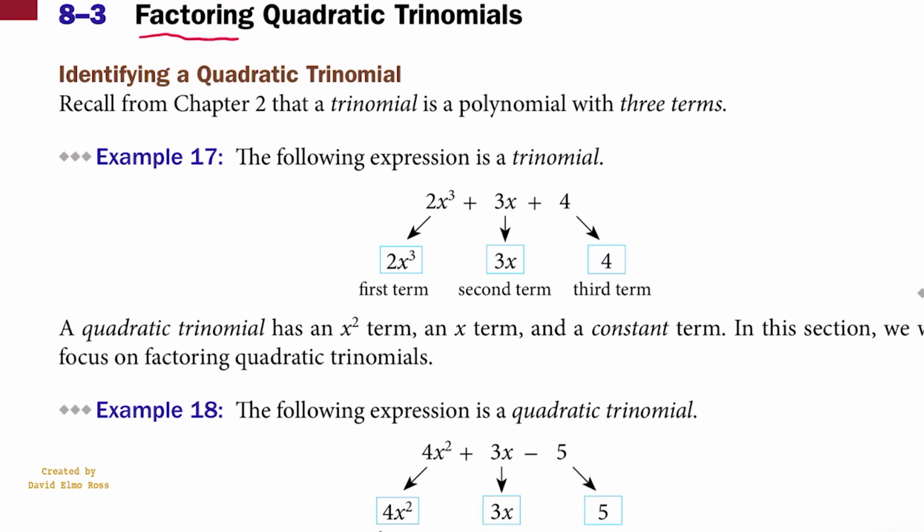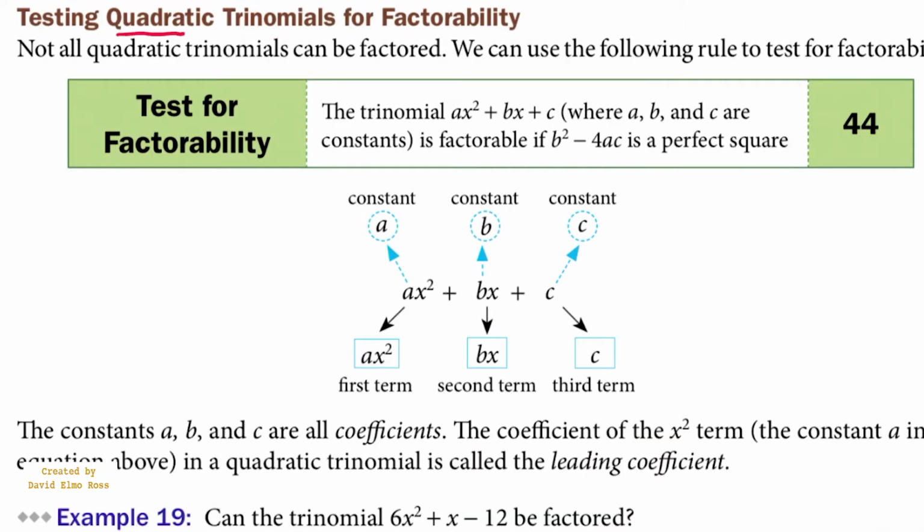Let's take a look at factoring quadratic trinomials. A trinomial itself is an expression with three terms. A quadratic trinomial is an expression with three terms. We have an x squared term, an x term, and a constant term. Some quadratic trinomials can be factored, some cannot.